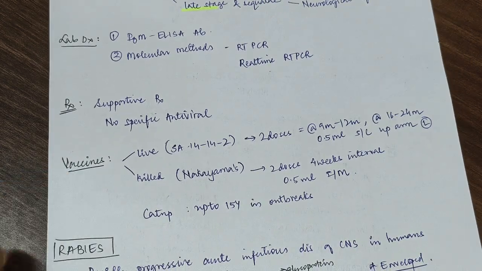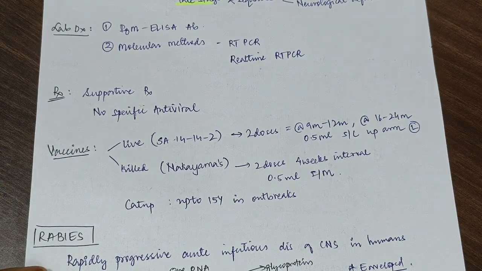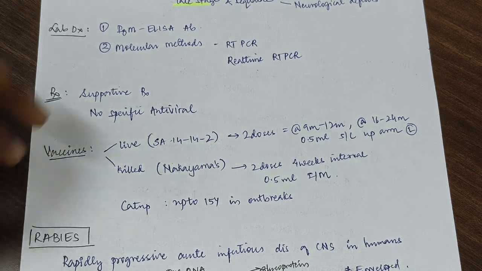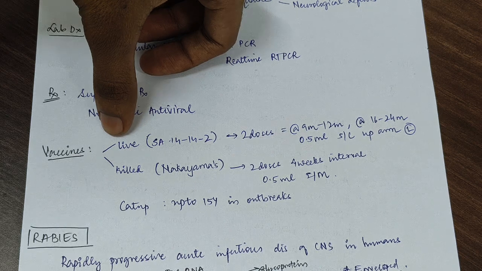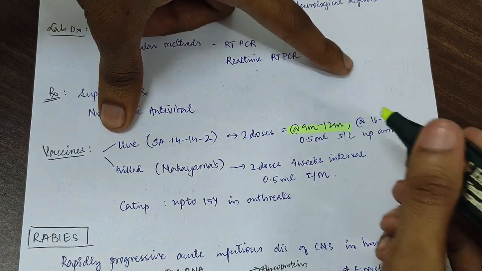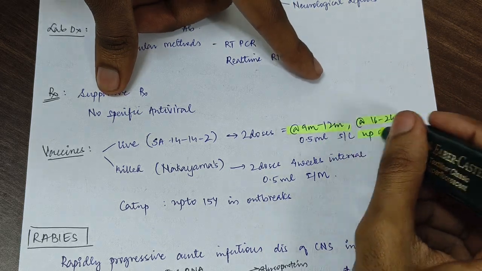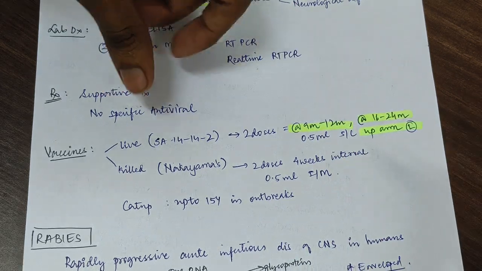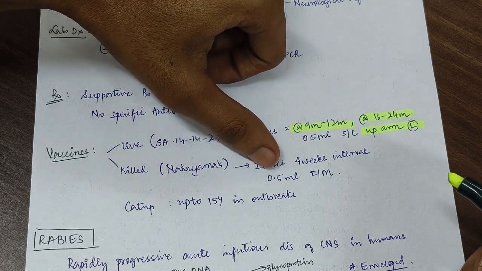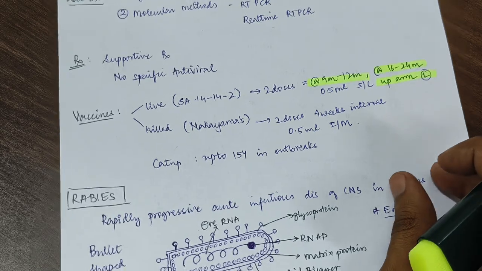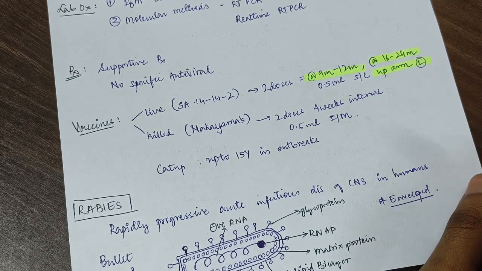Vaccines: there are 2 vaccines, live and killed. The live strain is called SA14-14-2 and the killed variety is called Nakayama Beijing strain. For SA14-14-2 you are going to give 2 doses, and for Nakayama also 2 doses. It is given in the national immunization schedule at 9th to 12th month and 16 to 24 months. Live: 0.5 ml subcutaneous, upper left arm. Killed: 2 doses 4 weeks apart, 0.5 ml IM. Here it is subcutaneous, here it is IM. Catch up can be given up to 15 years in areas of outbreaks.